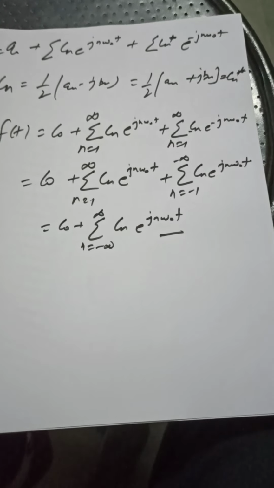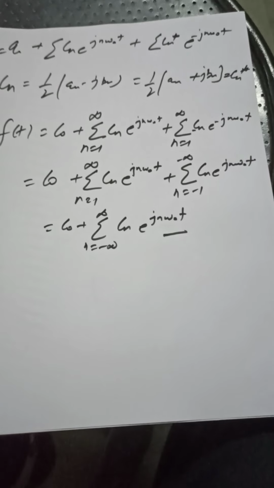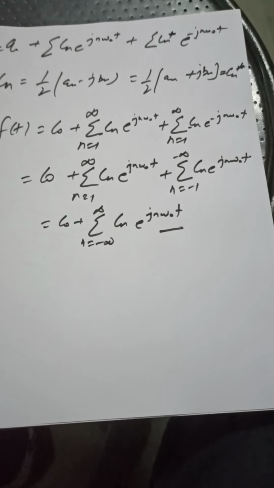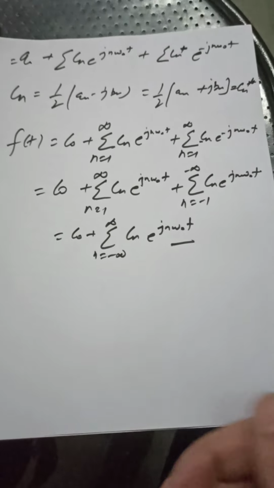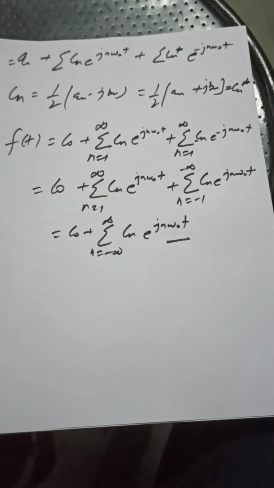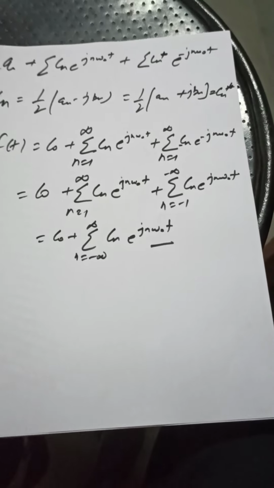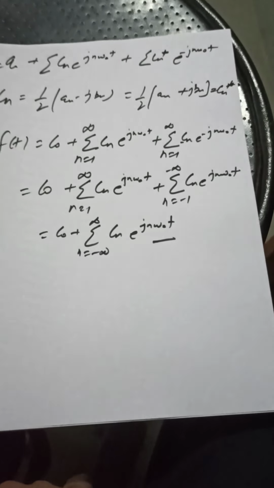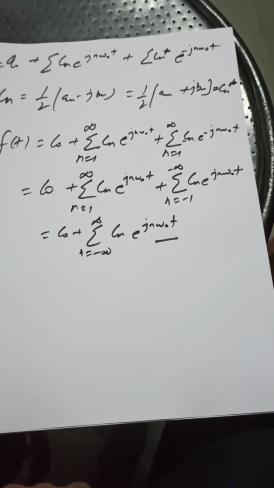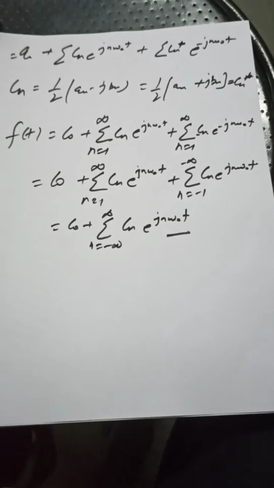Once we obtain the value of Cn and Cn conjugate, we can put those values in the exact summations. f of t equals c naught plus summation n equals 1 to infinity Cn e to the power j n omega naught t plus summation n equals 1 to infinity c to the power minus n e to the power minus j n omega naught t.